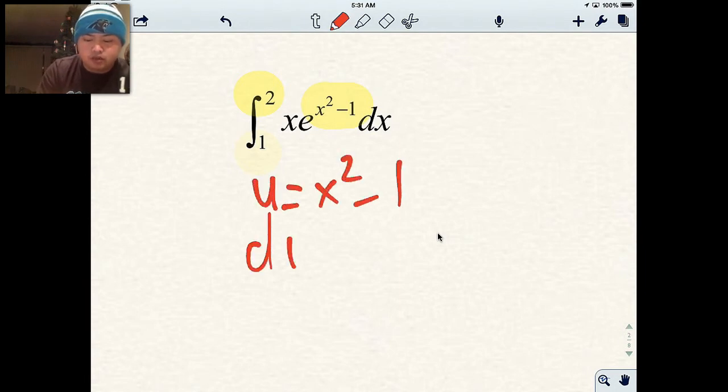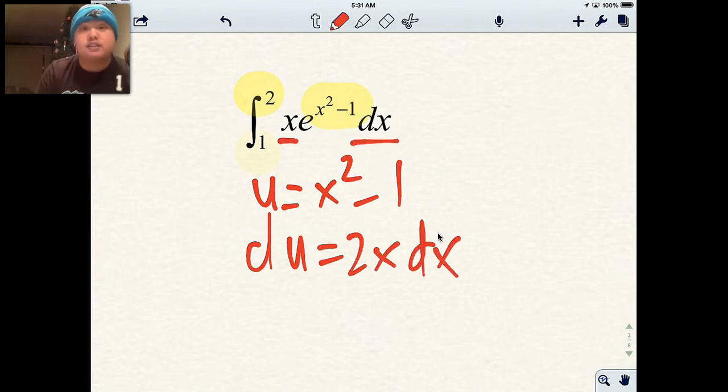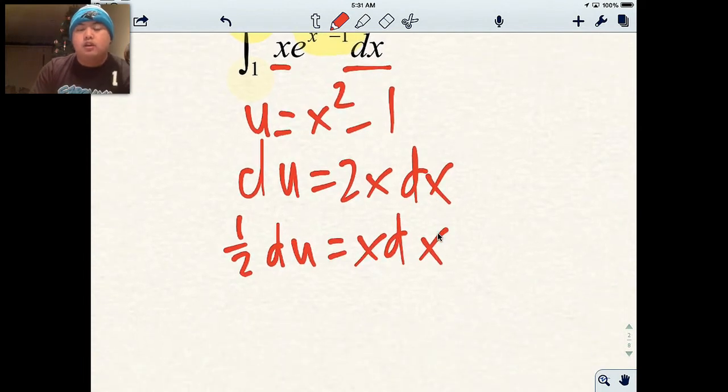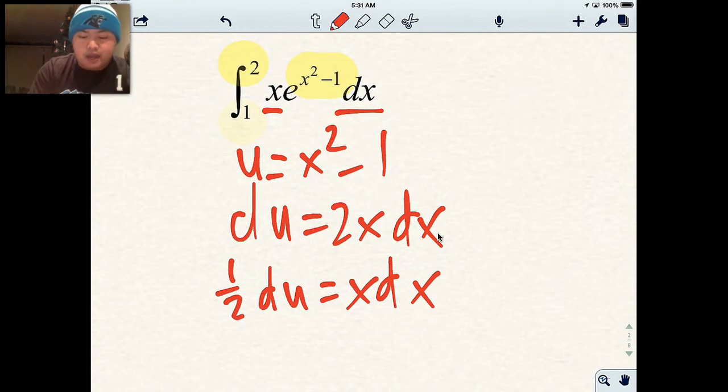I'll call du 2x dx. In this particular problem, you may notice I have an x dx. So I have to change my bottom equation into an x dx. So this becomes half du equals x dx. Okay. Now, if you remember, because this has bounds, because I have a 1 and a 2, I have to change those bounds also when I do the u substitution.